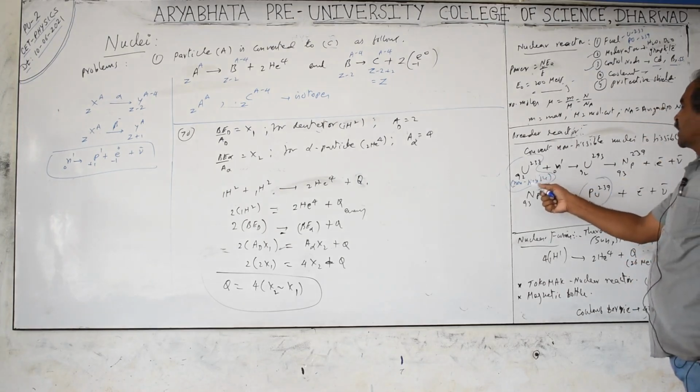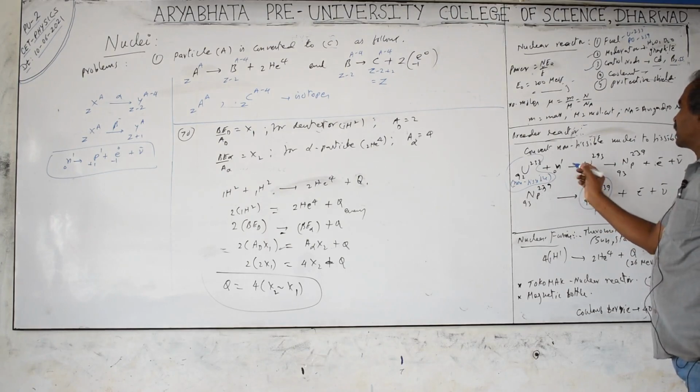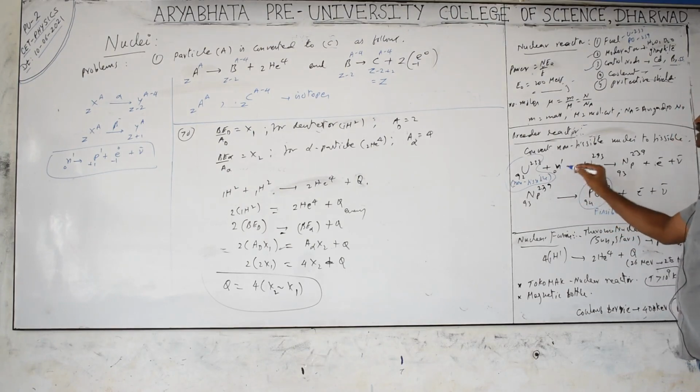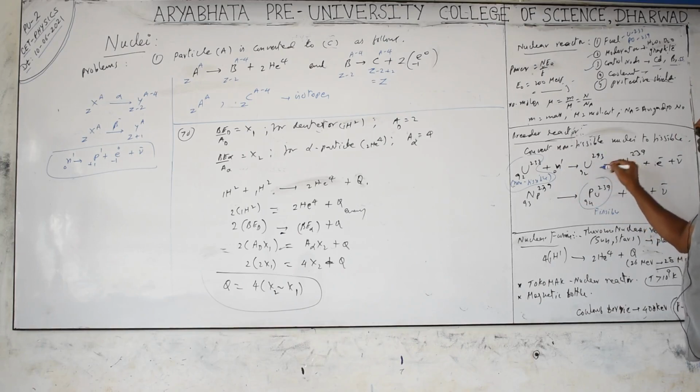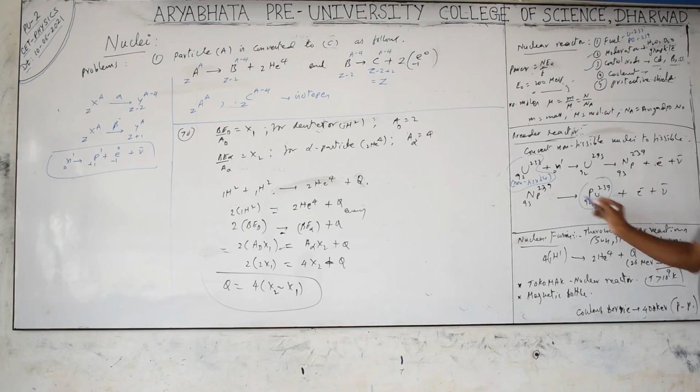This non-feasible uranium-238 is converted into feasible by colliding with one neutron, one nucleus. This is for one nucleus reaction, converting into uranium-92-239 isotope, which is unstable. Again, it goes into neptunium-93-239, producing a beta minus particle and an antineutrino, meaning electrons are emitted here. And this neptunium is an unstable nucleus. Again, it disintegrates into plutonium-239-94.